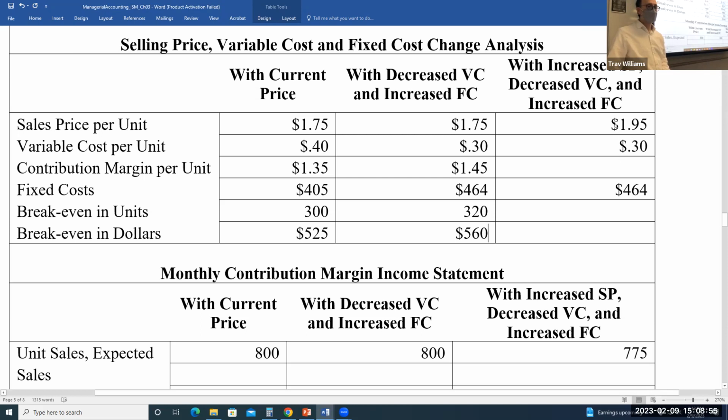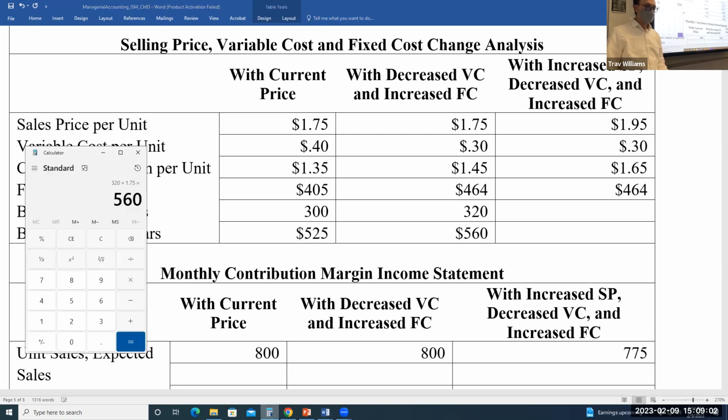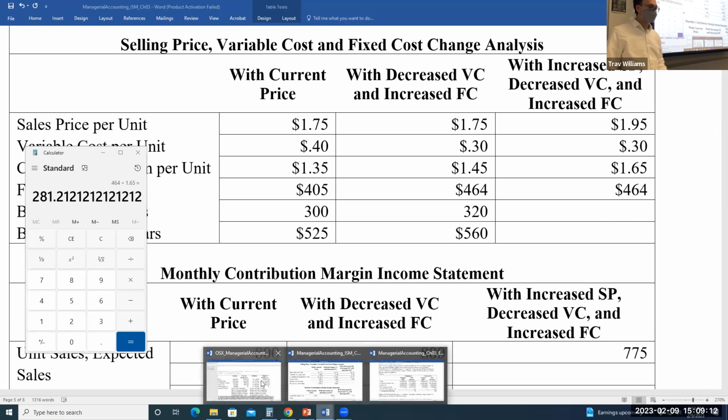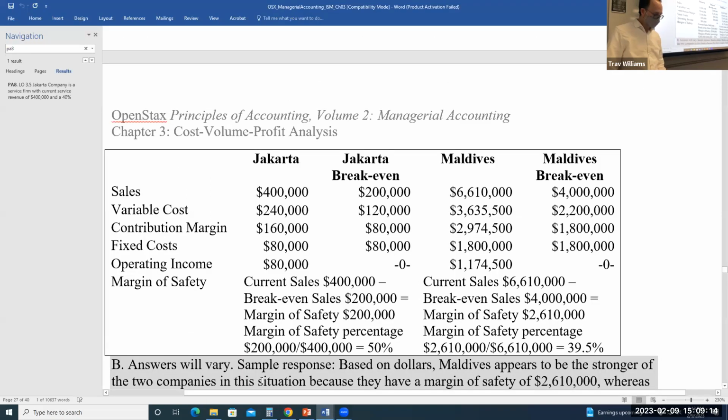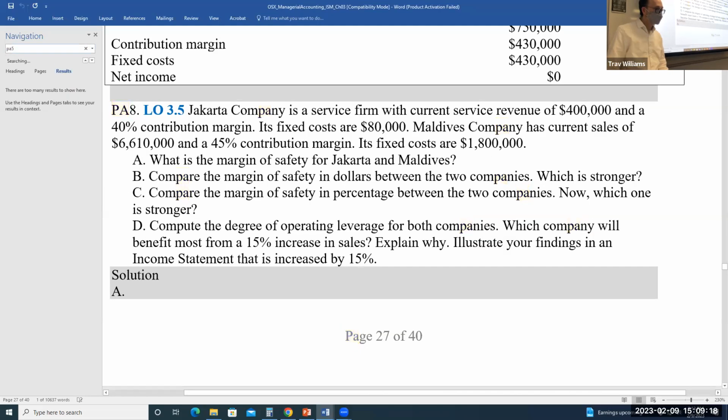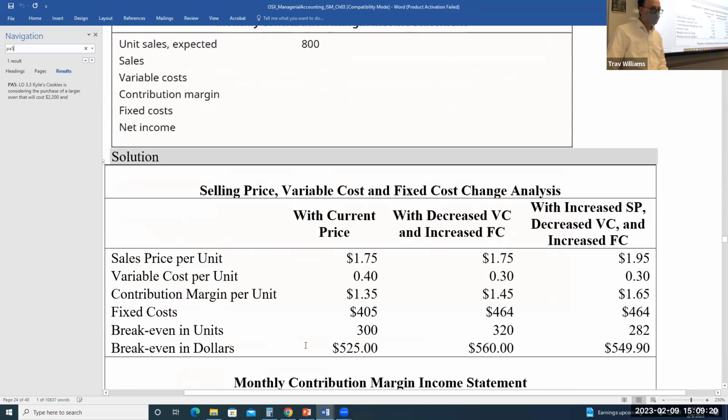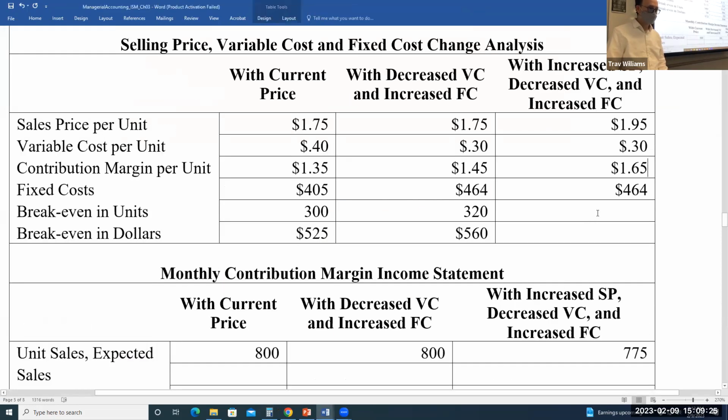Okay, we can do the same thing over here. We get a contribution margin of $1.65. We divide that into the fixed costs, 281 units. Make sure, what problem are we on? 5? Yeah. Okay, they rounded up. All right, we'll round up.